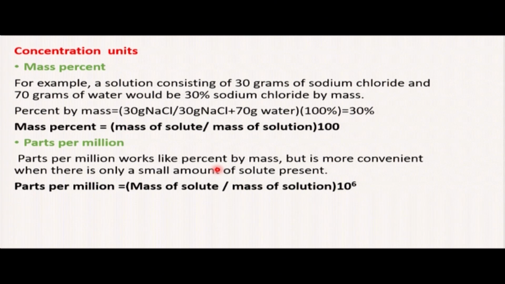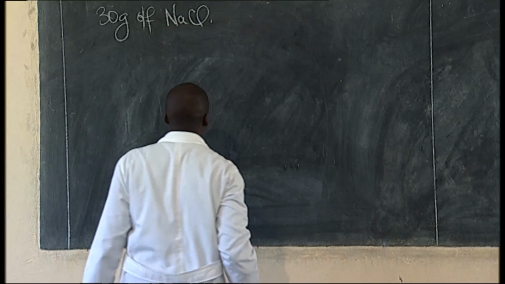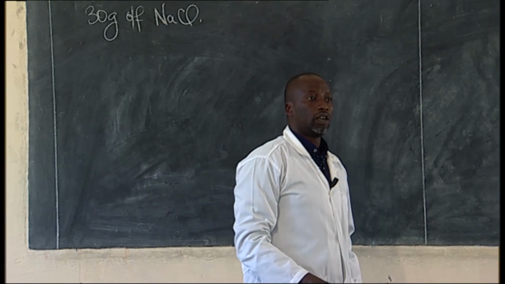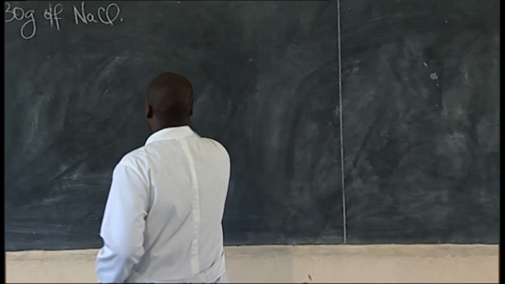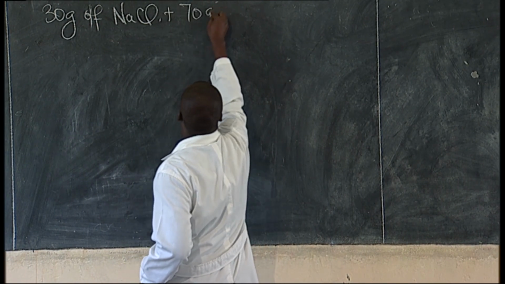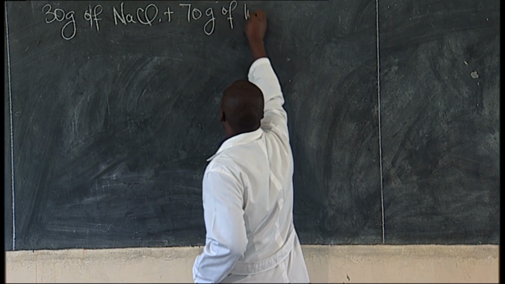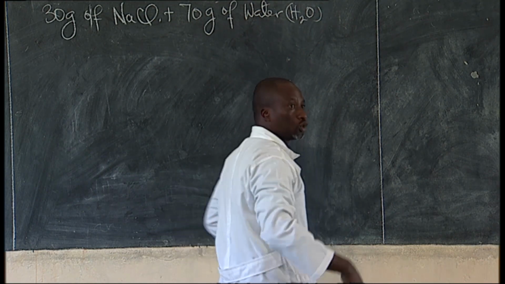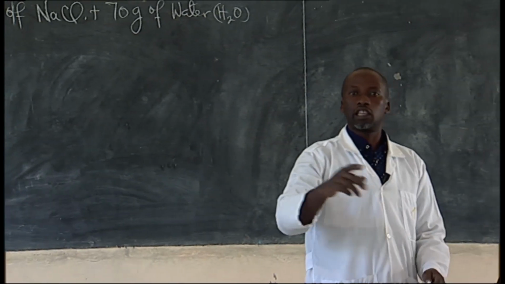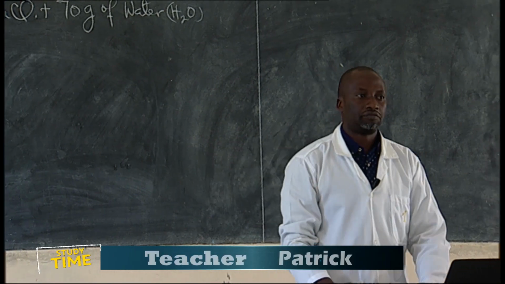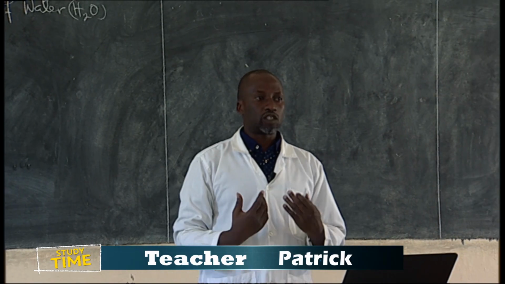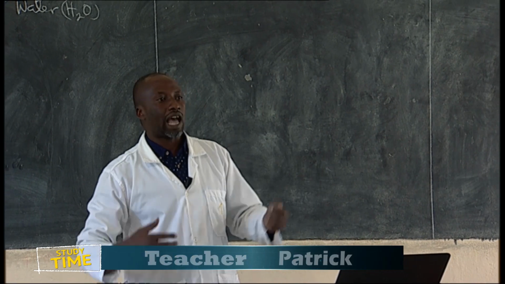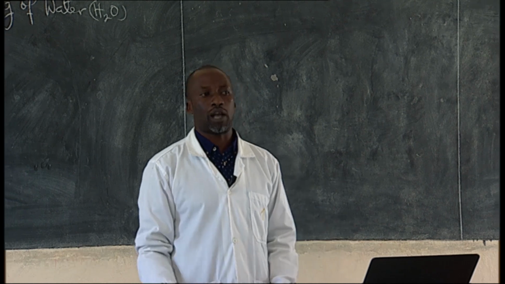So you make the solution. You have 30 grams of sodium chloride. Sodium chloride is the table salt. And then you add 70 grams of water to make the solution. Of course, when you're making the solution, you need to dissolve. Then this can be expressed as mass percent, in terms of the percentage.